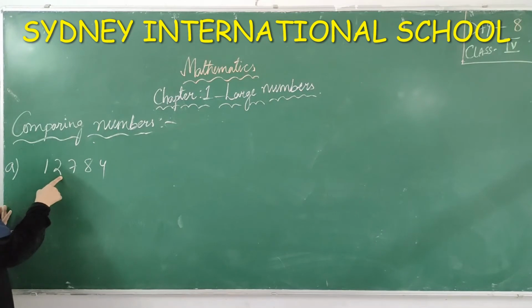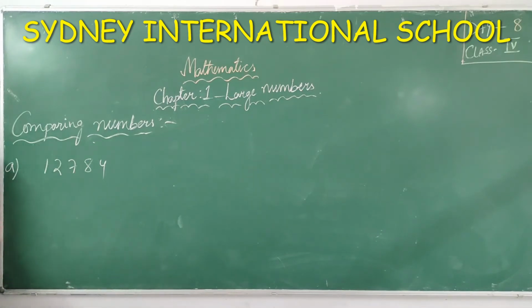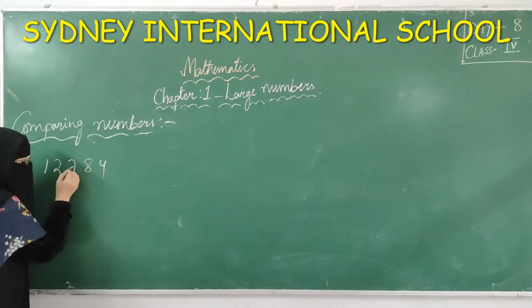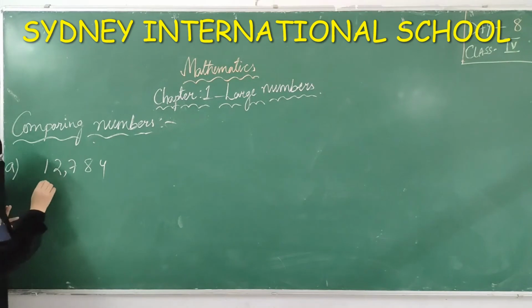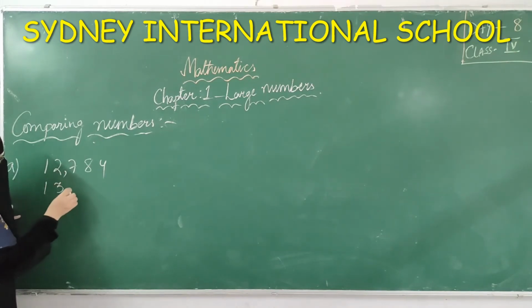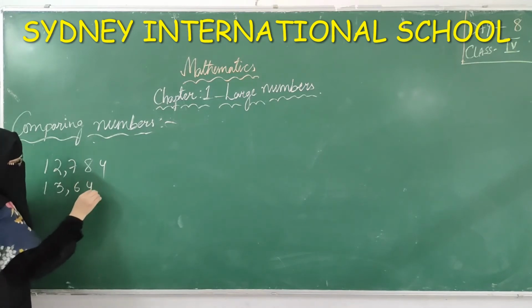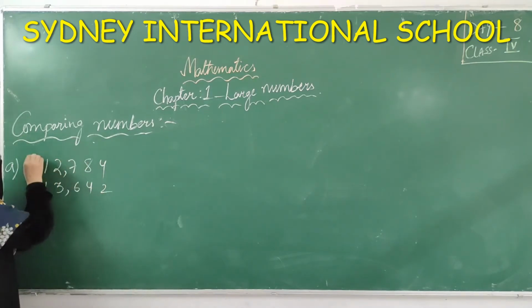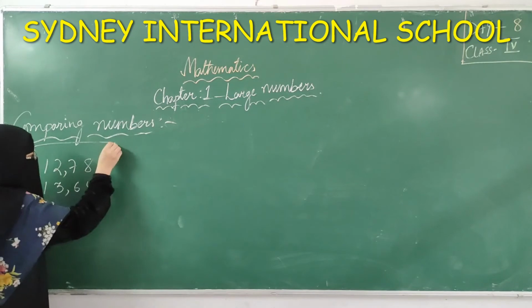How many digits, students? 1, 2, 3, 4, 5 digits, right? Once the tens, hundreds period is finished, that's why I'm placing a comma. Next, I'm taking some number like, I'm placing it here in one box.